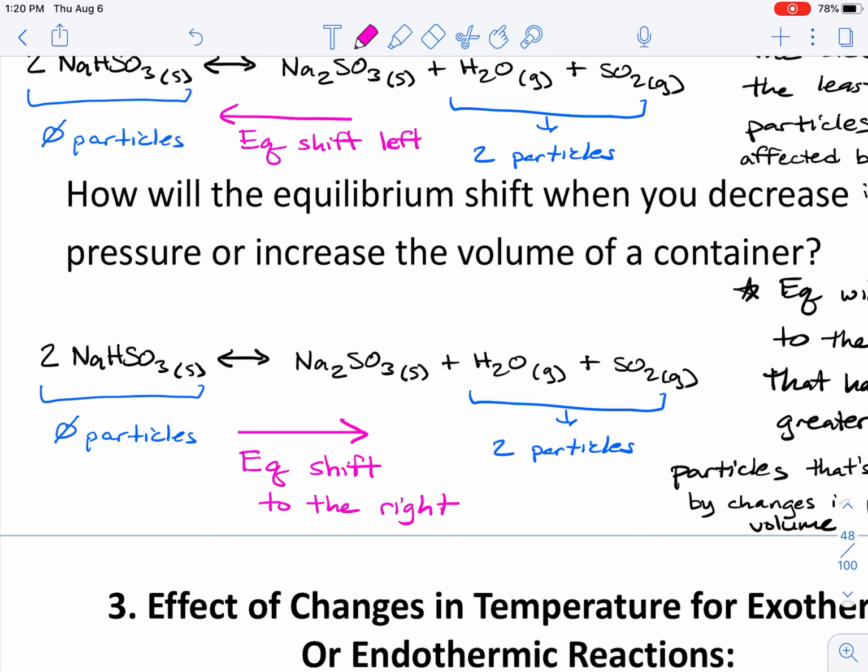Okay, and if the equilibrium shifts to the right, it's favoring the production of products. Since now you have more gas molecules in a container whose volume was increased, the addition of those gas molecules will help compensate for the pressure that was lost when the volume of the container was increased.